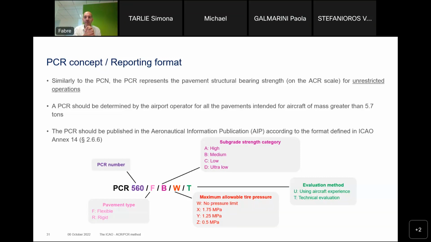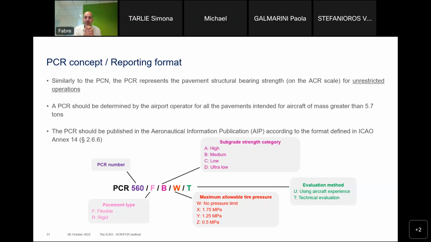So regarding the maximum values for the letters W, X, Y, and Z, there is no change compared to the PCN reporting format. I recall that these values were already modified in 2009 or 12, I don't remember. No, it was in 2009. It was Amendment 12 of the Annex 14. Previously, the code X was 1.5 megapascal and the code Y was 1 megapascal. So these are the new values since 2009.